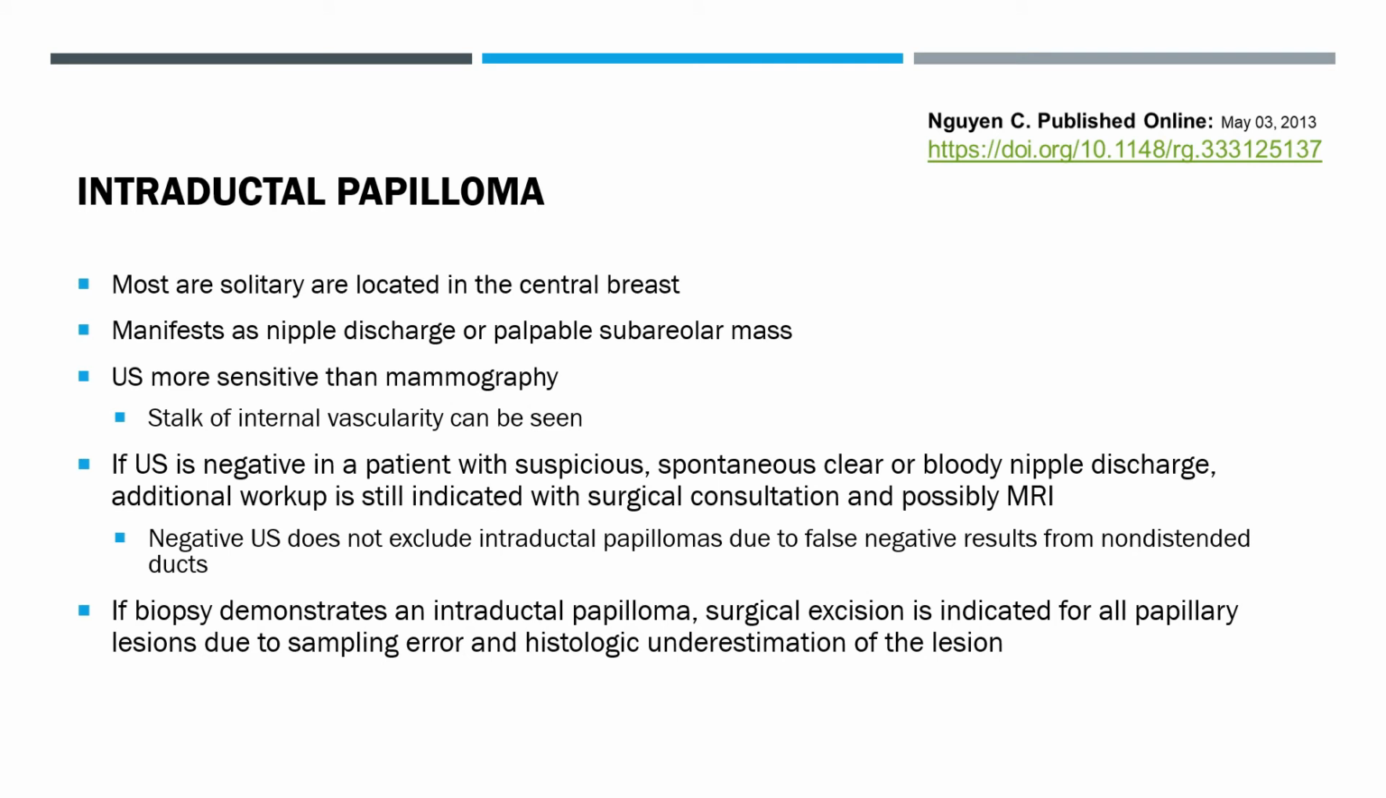So intraductal papillomas are usually solitary and located in the central breast. They manifest as nipple discharge or palpable subareolar masses. Ultrasound is more sensitive than mammography. And if ultrasound is negative in a patient with a suspicious history of bloody or clear spontaneous nipple discharge, additional workup is always indicated with surgical consultation and possibly even MRI. A negative ultrasound should not exclude an intraductal papilloma, because of false negative results from a non-distended duct at imaging.